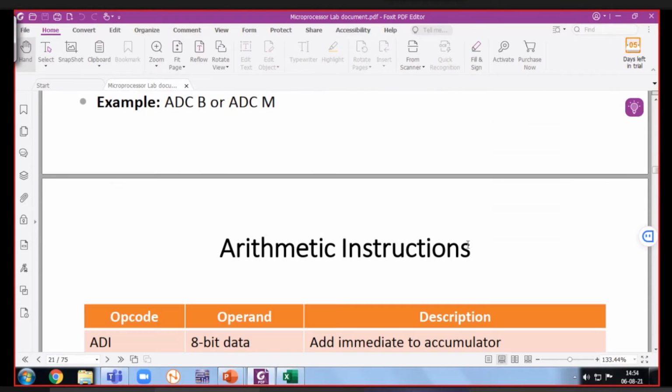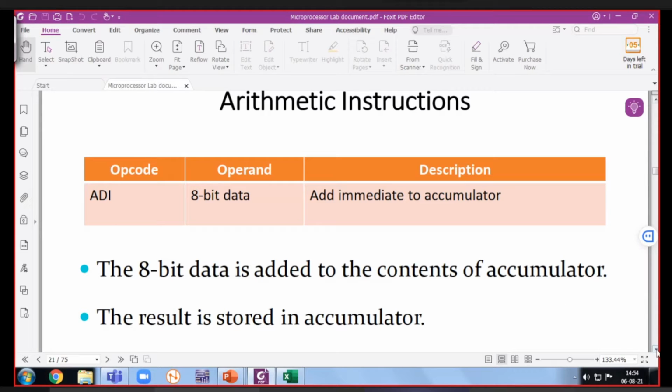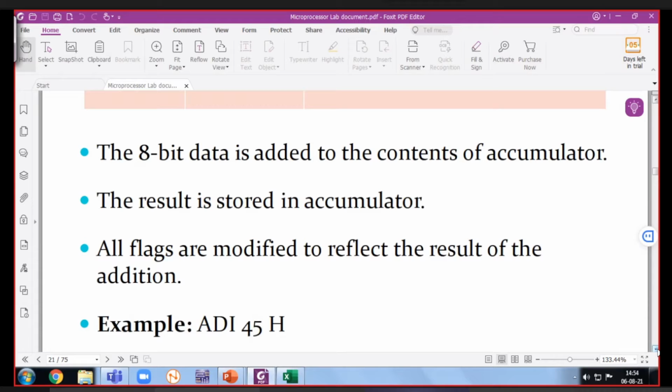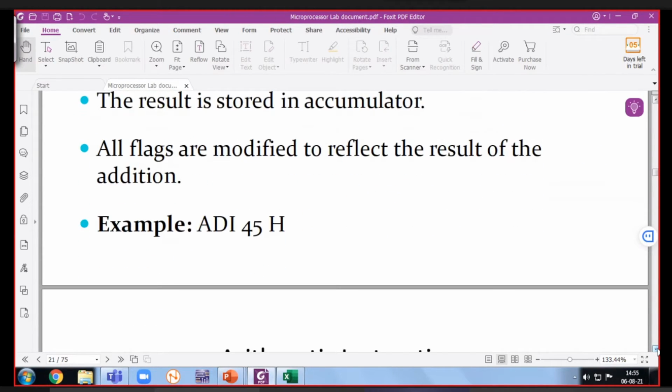Next is ADI. ADI 8-bit data, so straightforward. Add immediate to accumulator. The 8-bit data is added to the content of accumulator. Result is stored in the accumulator. All flags are modified to reflect the result of addition. ADI 45 means this 45 is added to the content of accumulator, and the result will be stored in the accumulator by replacing the original initial value. That is the three addition instructions.